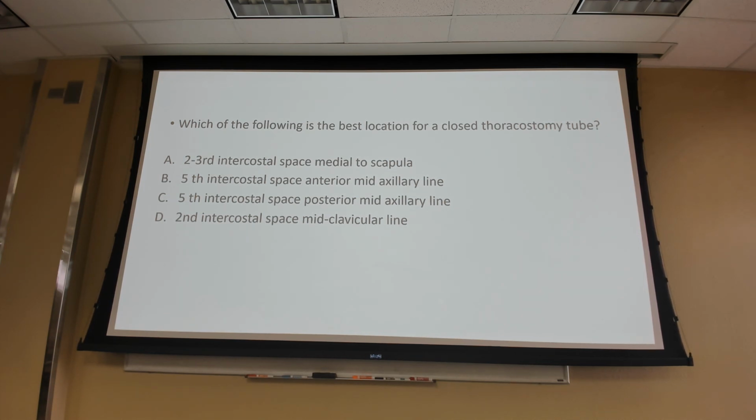So we said that 5th intercostal space, mid-axillary line, somewhere in our triangle of safety is preferred. If you can't go in that exact area, it's better to go higher than lower, because you don't want to perforate the diaphragm and place a liver chest tube. That's poor form.